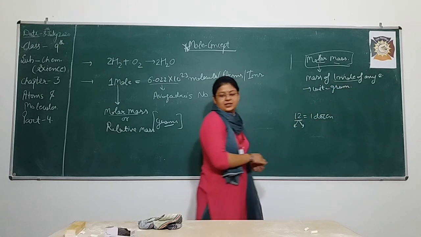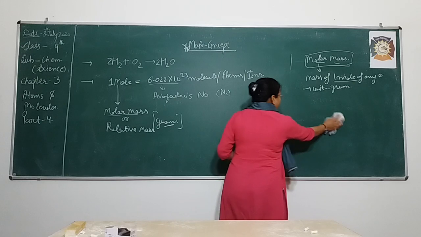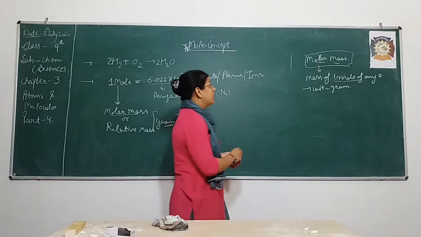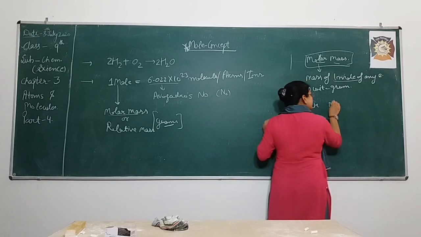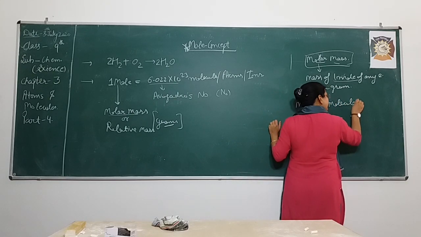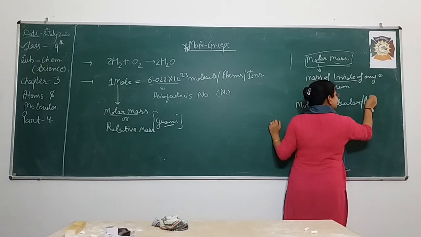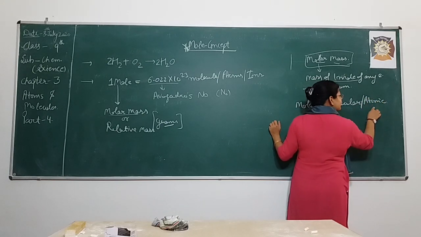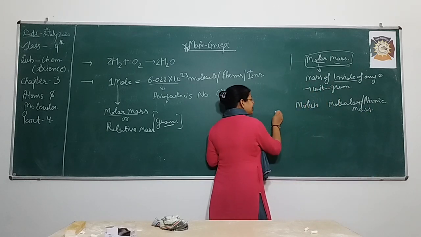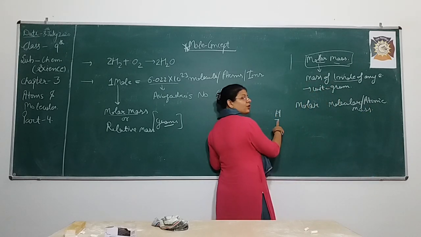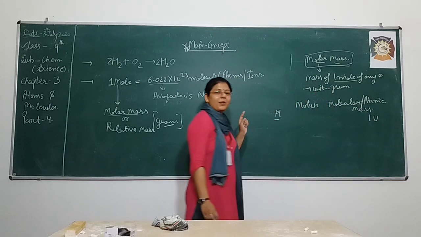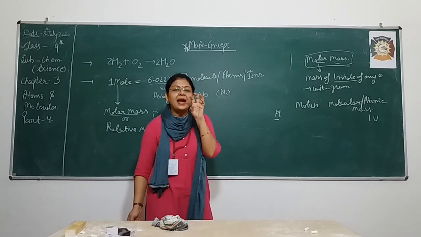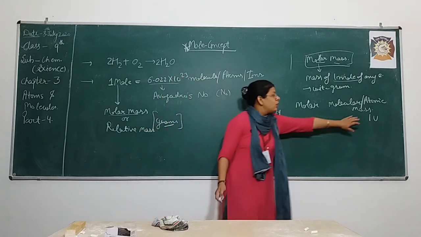But there is an interesting thing, in molar mass or molecular mass, or you can say atomic mass. In case of an atom it is atomic mass, and in case of a molecule it is molecular mass. For example, in case of hydrogen, we know that its atomic mass is 1 u. That means I am having only 1 atom, and its mass is 1 u.